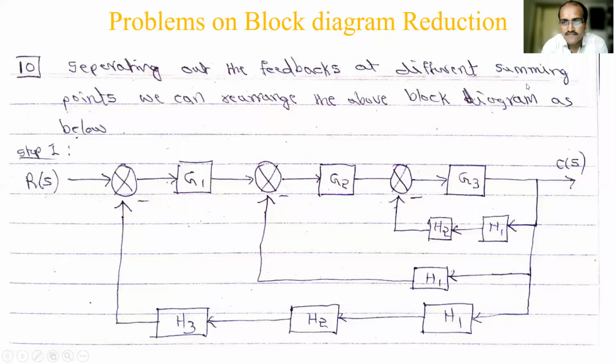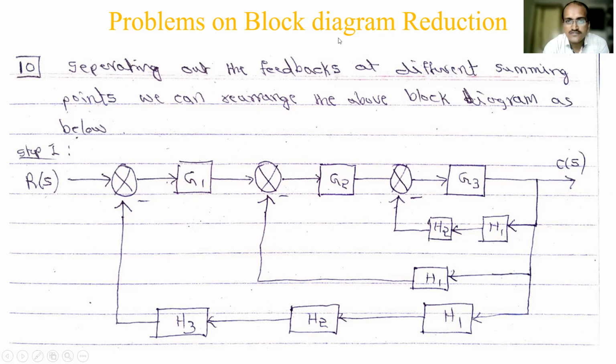Separating out the feedbacks at different summing points, we can rearrange the above block diagram as below. In the upper path, I have not made any changes. G1, G2, G3 and summing points are there as it is. Now this was the summing point coming earlier, right? I have separated out H1, H2. For this summing point, the takeoff point was coming from after H2. That's why I have taken H1, H2 here and it is connected. And the second summing point was coming from only H1, so H1 is separated out. And for this summing point, all the three outputs were there, H1, H2, H3. This I have separated out.